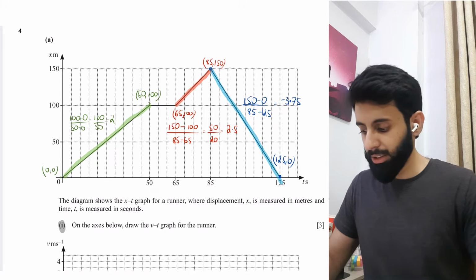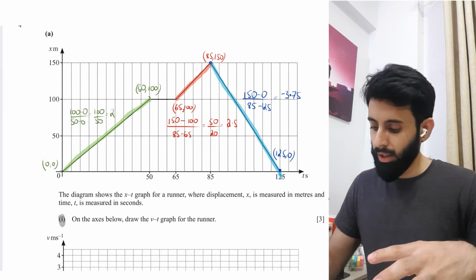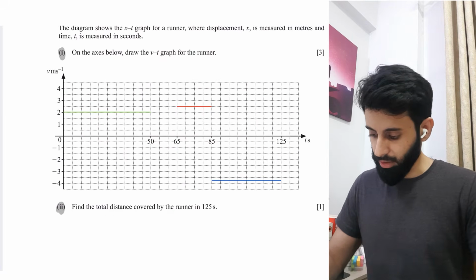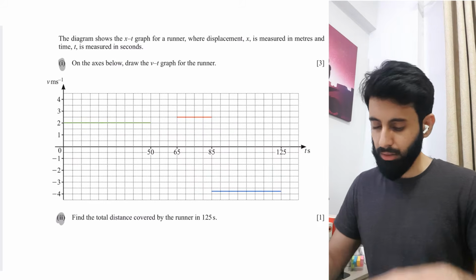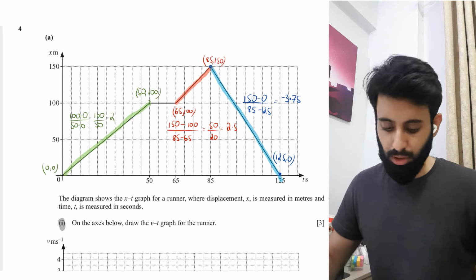We can use our displacement time graph. Since this is a 1-mark question, actually that's what I'm going to do. Or we could use the velocity time graph and calculate the area under it. Now I'm not going to take that approach because I already have the distance time graph in front of me, so I'm just going to use that.